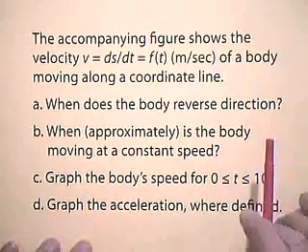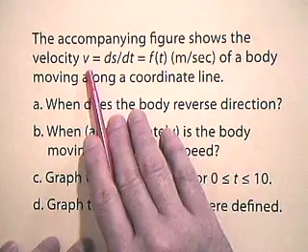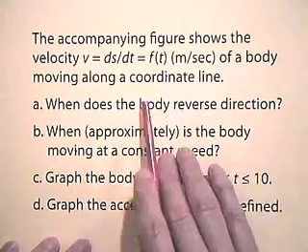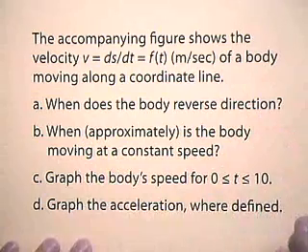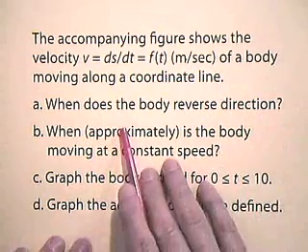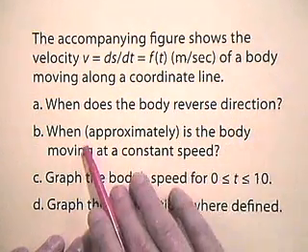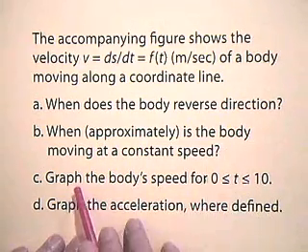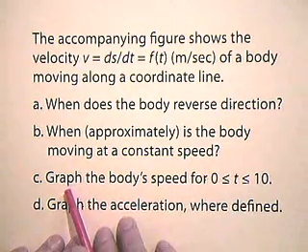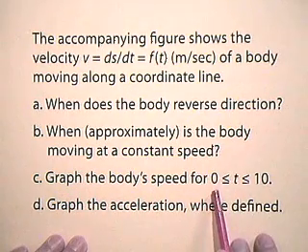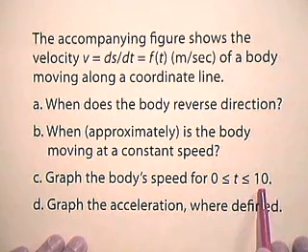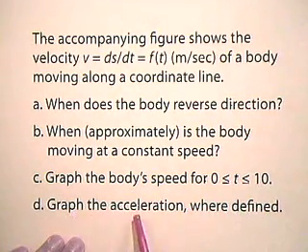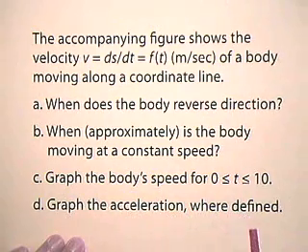So the accompanying figure shows the velocity v equals ds/dt equals f of t in meters per second of a body moving along a coordinate axis. When does the body reverse direction? When approximately is the body moving at constant speed? And what's the graph of the body's speed for 0 less than or equal to t less than or equal to 10? That's the range on which our graph was defined. And D, graph the acceleration where defined.